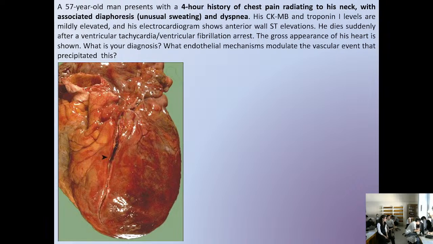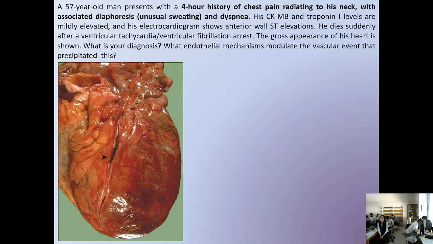CKMB, the specific isoenzyme of creatine phosphokinase, because in any cases of muscle damage, in any case, if you hurt yourself and you have a muscle damage, it may increase. But you look for this particular isoenzyme in the serum.